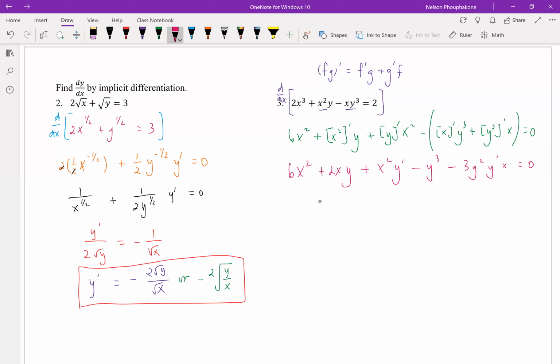Okay. And now remember the next step is we would like to solve for y prime. So the easy way to do this is we are going to group the y prime terms, and then move all other terms to the other side of the equation. So I will have x squared y prime minus 3x y squared y prime is equal to y to the power 3 minus 6x squared minus 2xy. And of course, now we could factor the y prime.